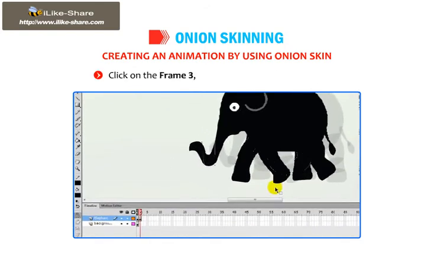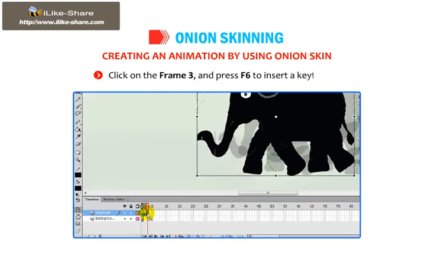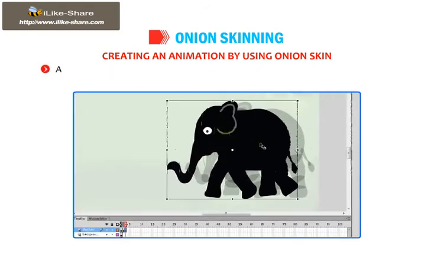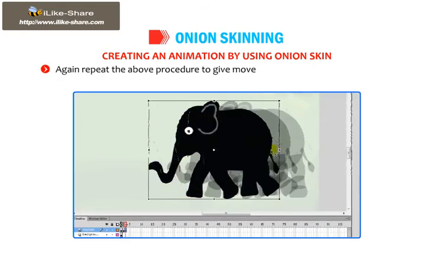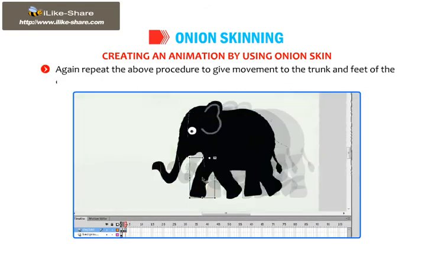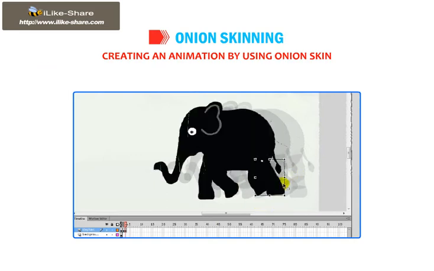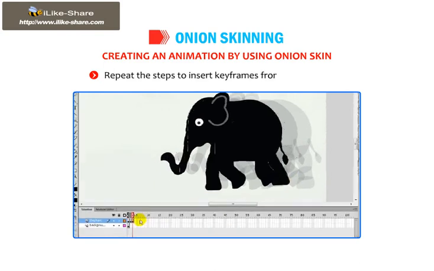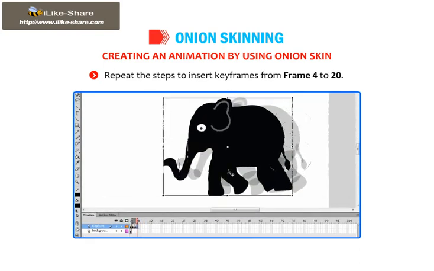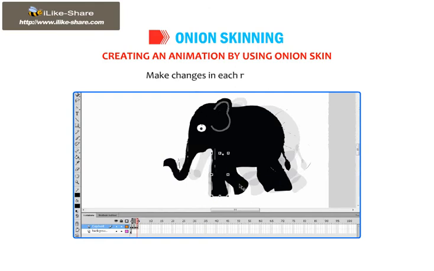Click on the frame 3 and press F6 to insert a keyframe. Again, repeat the above procedure to give movement to the trunk and feet of the elephant. Repeat the steps to insert keyframes from frame 4 to 20. Make changes in each new frame.